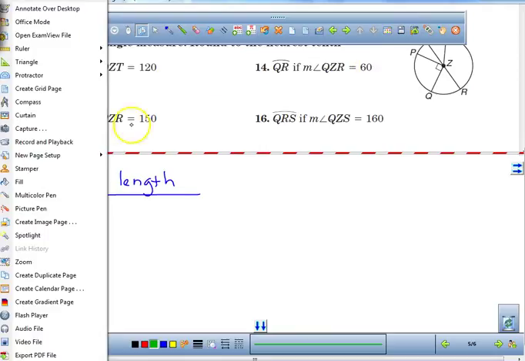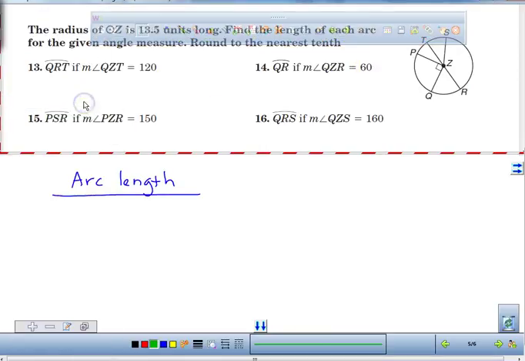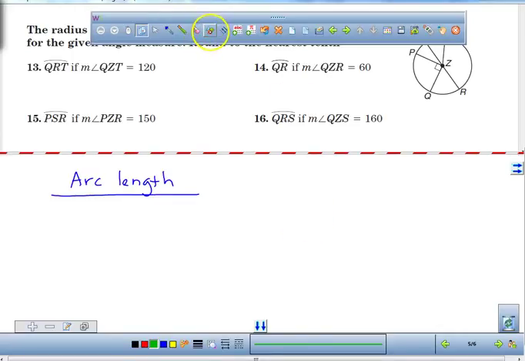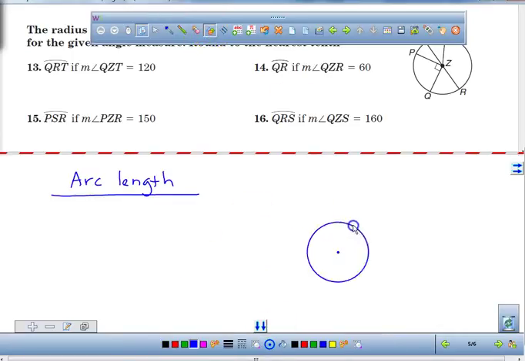Try it again. Hold on, Mom. The compass is not working. Oh. Fine. I won't use your compass.